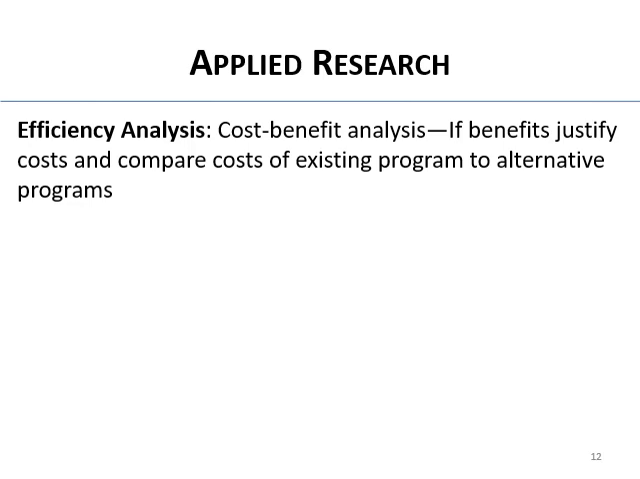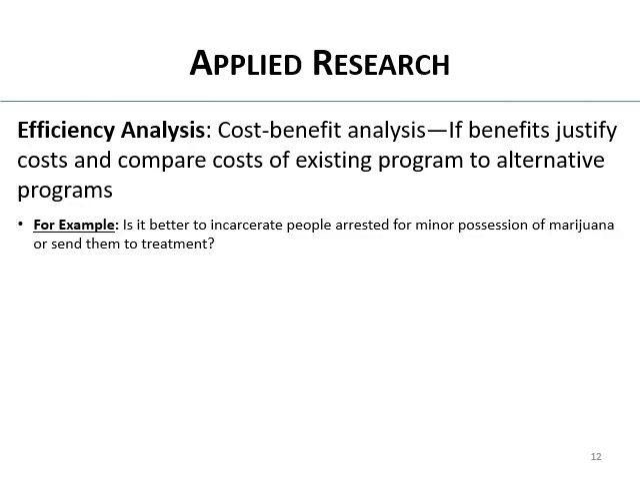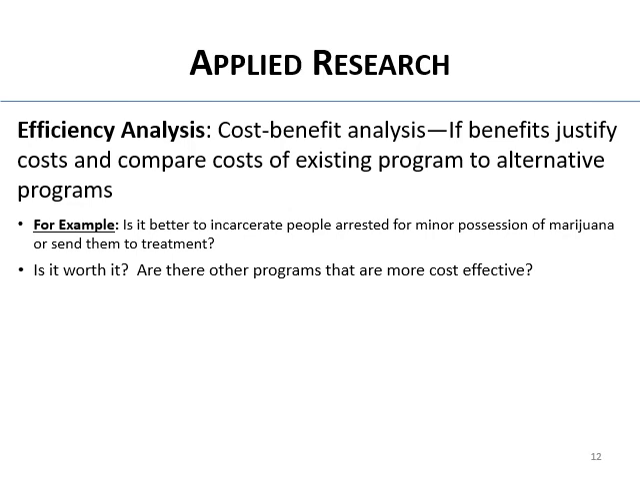So finally, we have efficiency analysis, and this is cost-benefit analysis is what most people think of it. So you're looking at what is the benefit we get and does it justify the costs? And you compare the cost of the existing program to other possible programs you could implement. So is it better to incarcerate people arrested for minor possession of marijuana, or is it better to send them to treatment? That would be an efficiency analysis, looking at what is more efficient. So is it worth it? Are there other programs that would be more cost effective if we were to consider them instead?